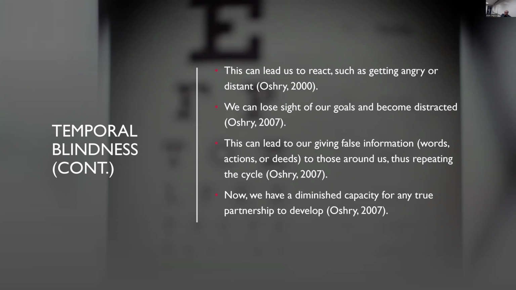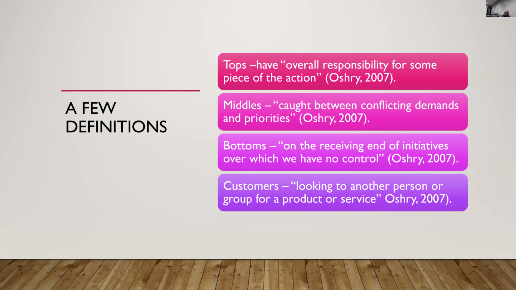Those partnerships working together. So you're going to hear some terminology over the next number of weeks, and I want to go through it so you know what we're talking about. Tops. These are individuals in the system that have overall responsibility for some piece of the action. Senior leadership in that system. Middles are caught between the conflicting demands of the people on the bottom and the priorities of the people at the top. Bottoms are on the receiving end of initiatives over which they have no control. Customers, they look to another person or group for a product or service.